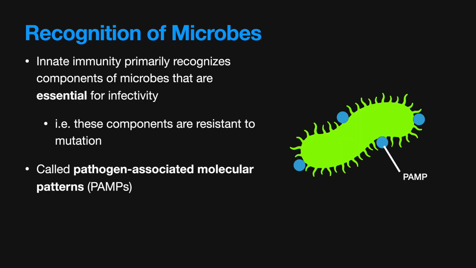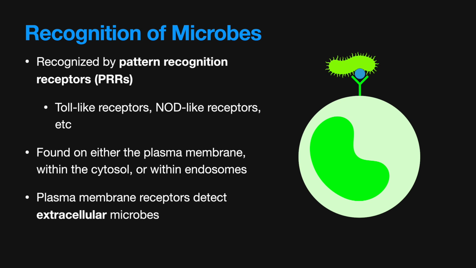At this point, you might be wondering how these phagocytes recognize pathogens in the first place. Cells of innate immunity primarily recognize components of microbes called pathogen-associated molecular patterns, or PAMPs. These are typically components of the microbes that are essential for infectivity, so they are highly resistant to mutation. This provides a relatively consistent molecular pattern that phagocytes can recognize as foreign. PAMPs are recognized by pattern recognition receptors on the phagocyte.